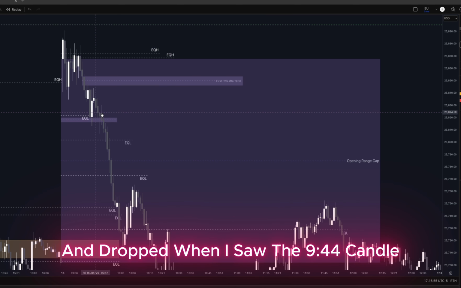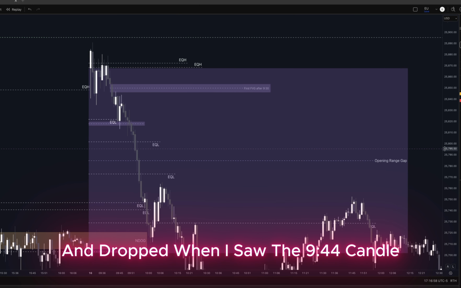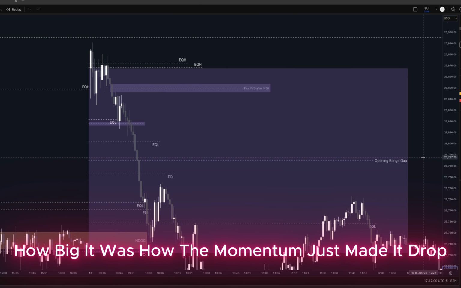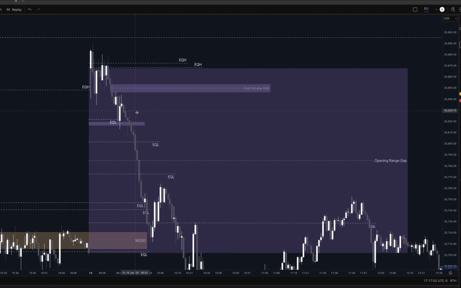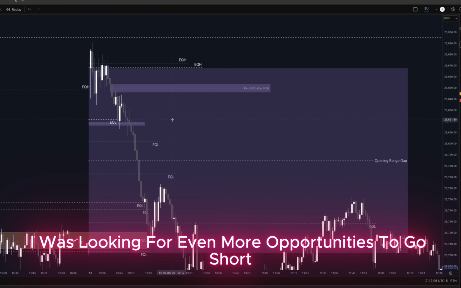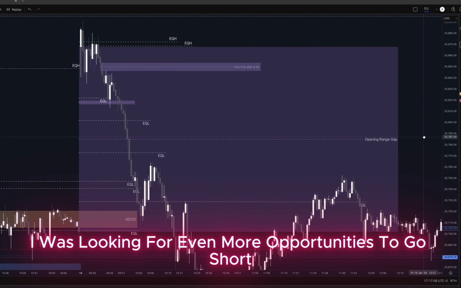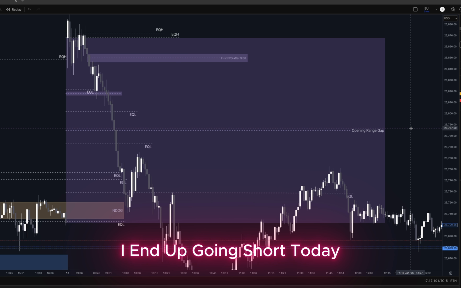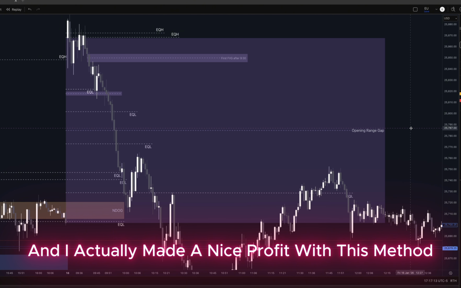When I saw the 9:44 candle, how big it was, how the momentum just made it drop, I realized that we could possibly just go lower from there. So I was looking for even more opportunities to go short. I ended up going short today, and I actually made a nice profit.